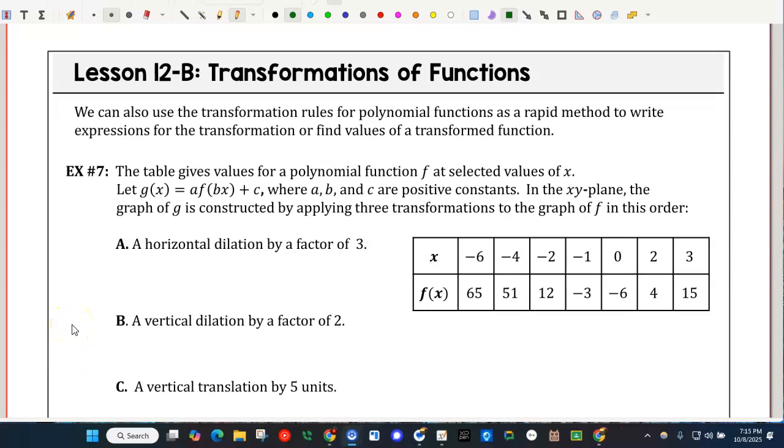This is lesson 12b, the transformations of functions, part 2. So we're going to take what we learned on the last lesson and make sure we can apply it to everything we've learned so far in geometry, and then also some of the things we've learned in pre-calculus.